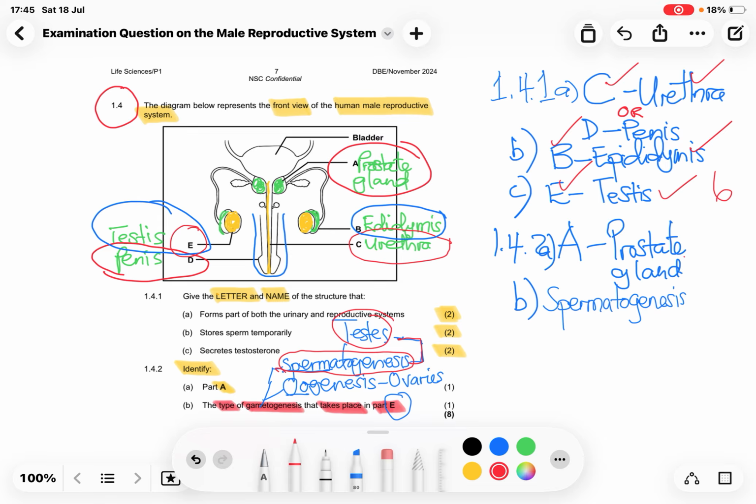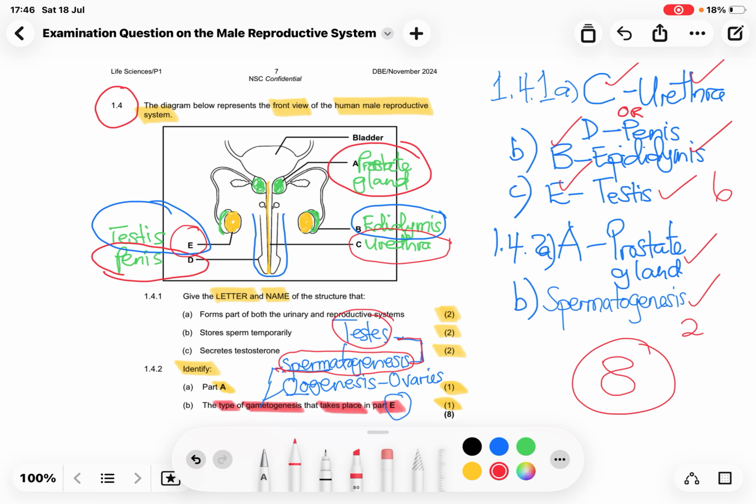Then we move on to question 1.4.2 part A, which is simply asking us to identify part A, and part A is our prostate gland, and our mark is on prostate gland only because it's 1 mark. For part B, the answer is spermatogenesis, and it's also 1 mark. So in total, 1.4.2 is 2 marks. So overall, this question 1.4 is 8 marks.